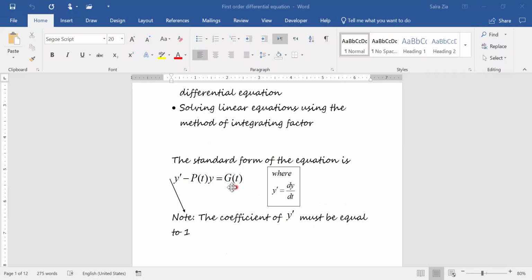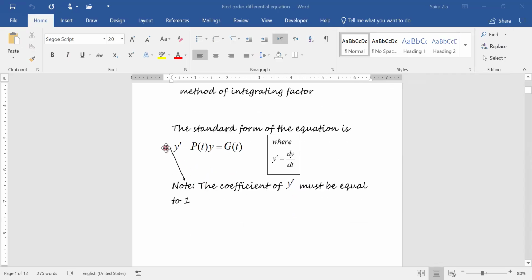p(t) will be any function multiplied by y equals g(t). So g(t) is another function that depends on the independent variable t, and p(t) is also a function depending on the variable t. First of all, if the differential equation is given, the coefficient of y' must equal 1. If it is not equal to 1, then we have to make it 1 by dividing each term by that coefficient.